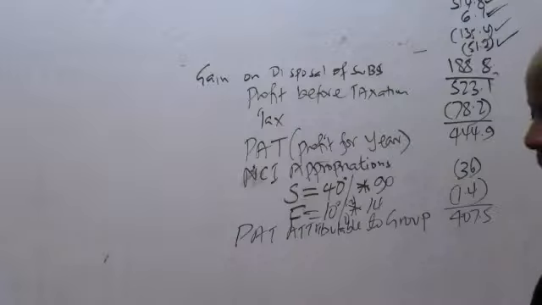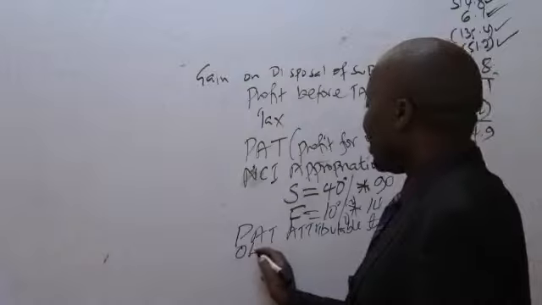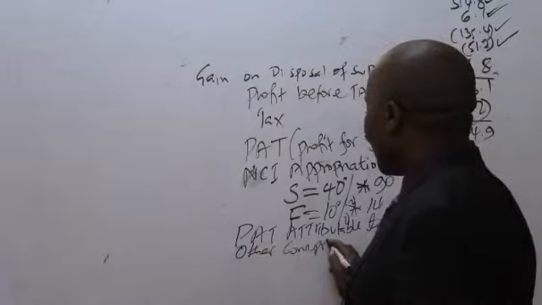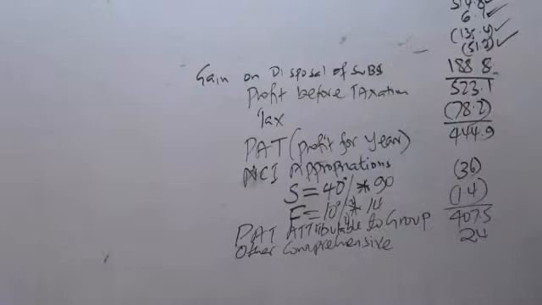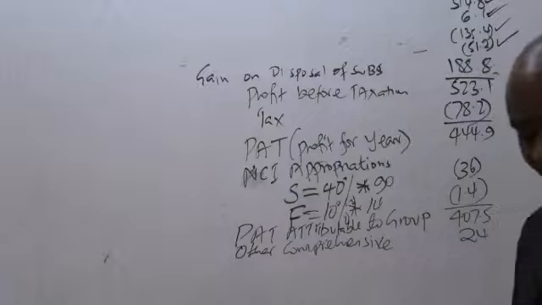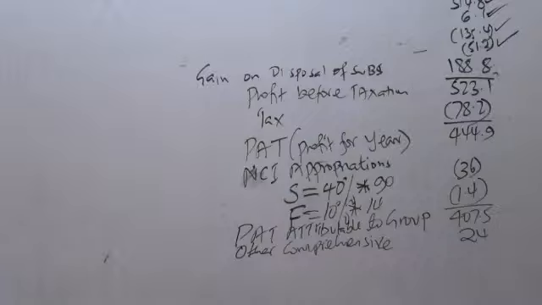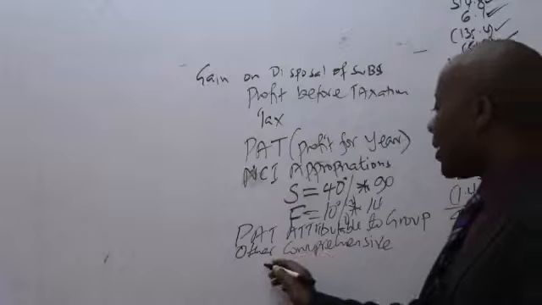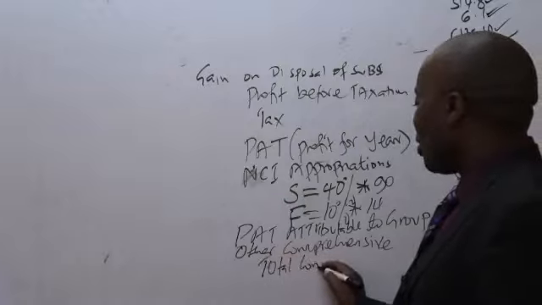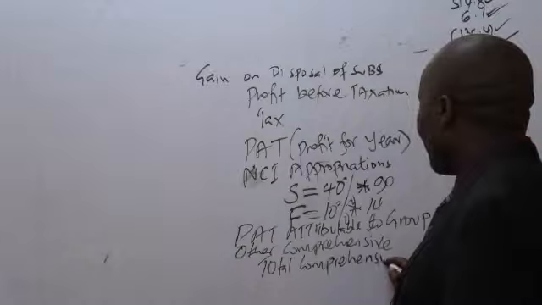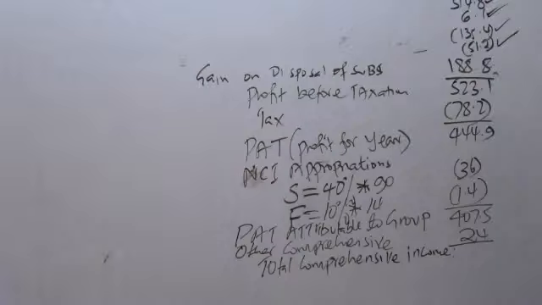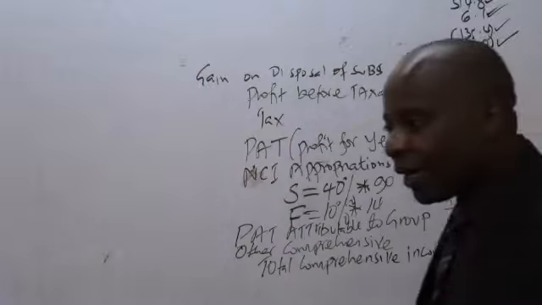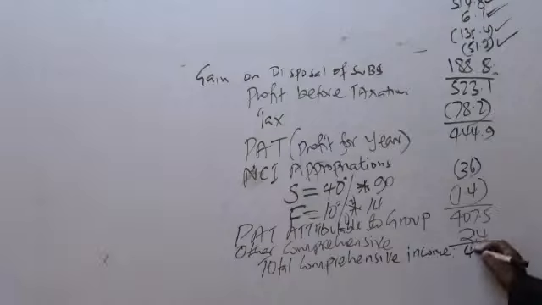We have other comprehensive incomes. Remember, we already done this figure. If I remember very well, you guys gave me a figure of 24. Other comprehensive income, 24, and therefore now we should be able to get the total comprehensive income. The total comprehensive income una add. Wananiambia kwamba ni 431.5. 431.5, like that.